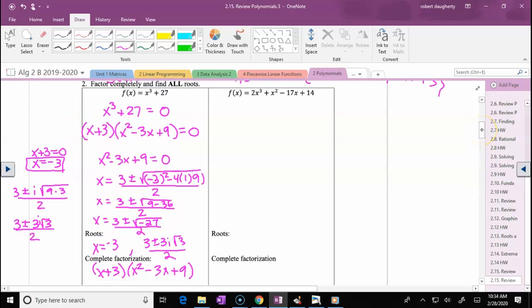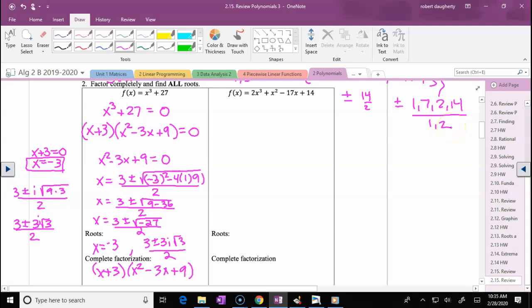If I look at the next one that needs to be factored, I might try factor by grouping, but I can see with that 17 and 14, that's really not going to work for me. So I'm probably going to need to do synthetic division here. If I add the coefficients up, they do not add to 0. So it's going to be plus or minus the factors of 14 over the factors of 2, so that's plus or minus 1, 7, 2, and 14 over 1 and 2.